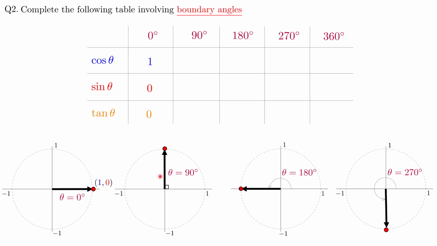Okay, let's look at 90. When the angle is 90, the arrow points straight up. If it's straight up, it has a length of 1, then this point's coordinate is going to be 0, 1. And so the cosine is 0, sine is 1. But you have to remember, for the gradient now, for the tan, the gradient of a completely vertical line is actually not defined. So that's why tan of 90 is also not defined for the same reason.